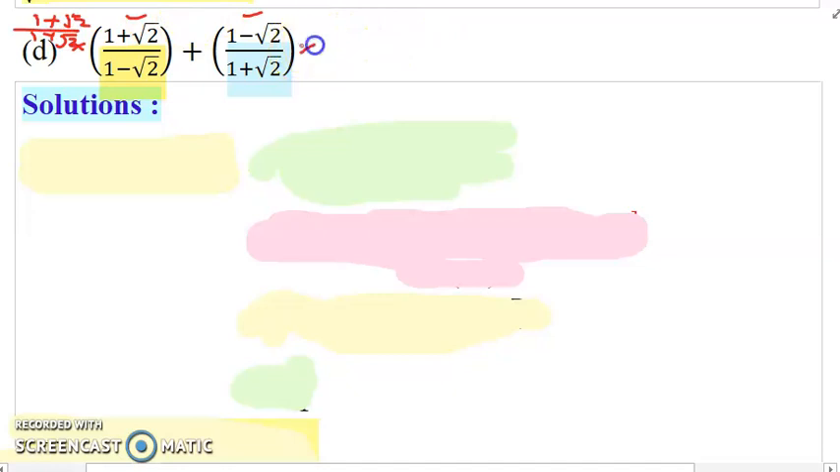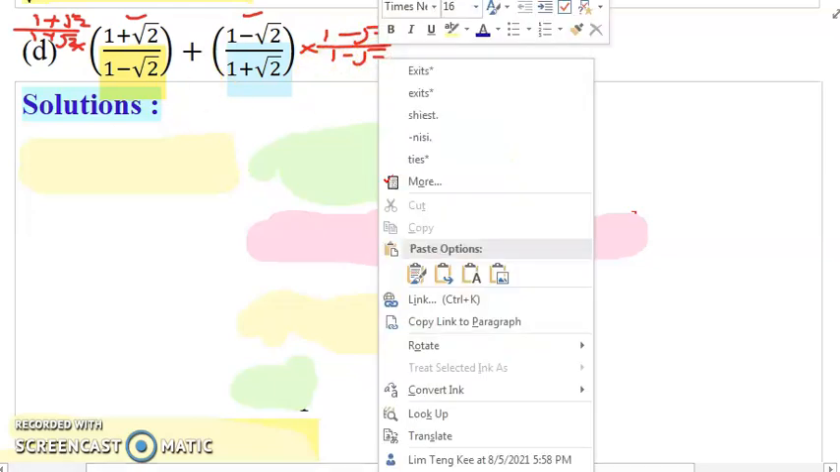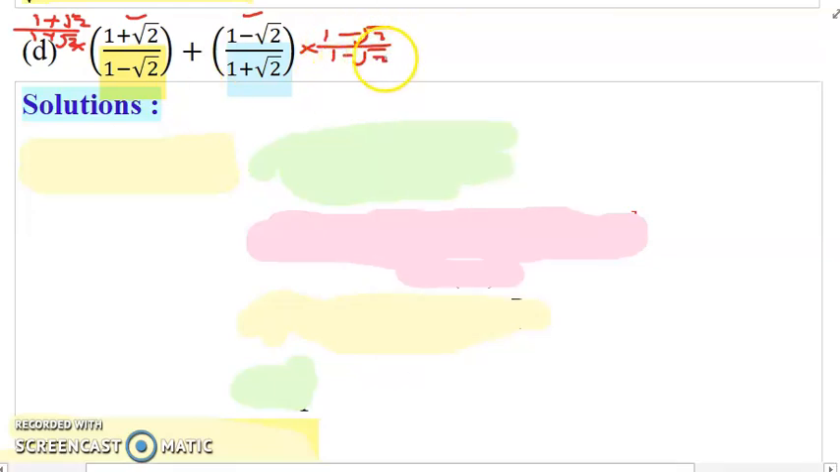The other side, I multiply 1 minus square root of 2 over 1 minus square root of 2 on both sides. And by the time I do something like this, you happen to find out that at the same time, I actually rationalize each of these terms here. Okay.